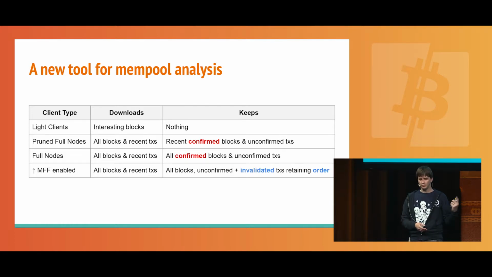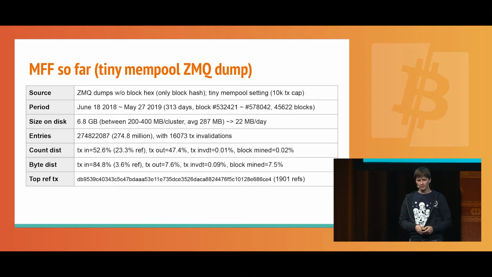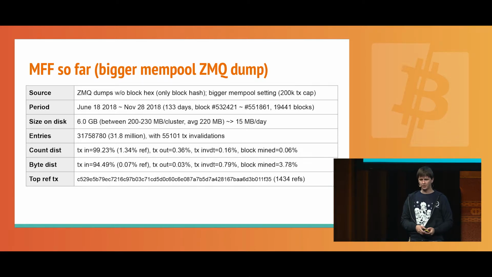So, emphasis, only confirmed blocks, the blocks in the actual chain, are kept right now. And there's no retaining of order, only the order in the block, which is not necessarily the order in which transactions came into the mempool. We don't know anything. We lose permanently all invalidated transactions right now.